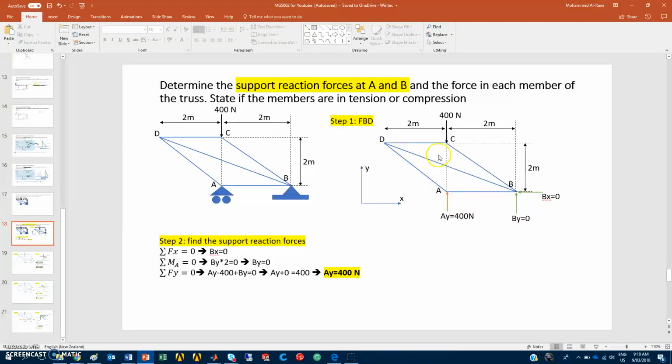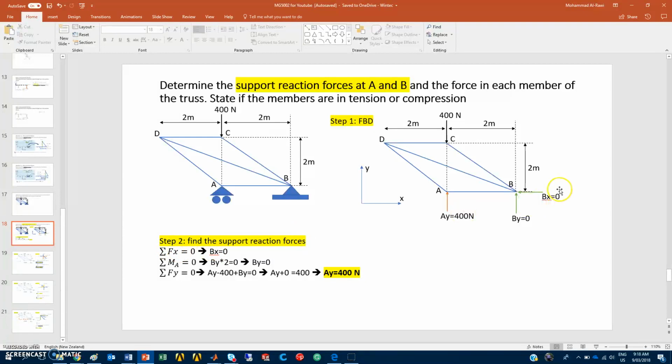If you pay attention to this question, you see that there are external forces on this diagram. The only external force at the moment, besides the support reactions, is the 400 newtons. When we have support reactions, we need to determine forces, concurrent forces, or non-concurrent forces. So that's why we need to introduce the moment. So we start in step 2, find the support reaction forces.